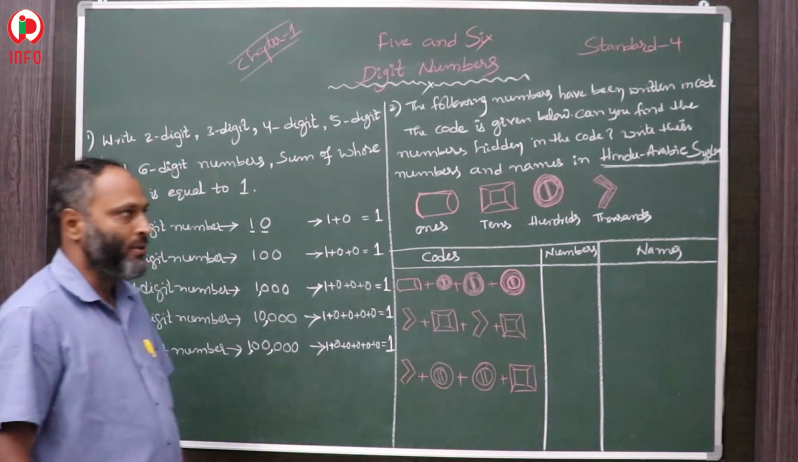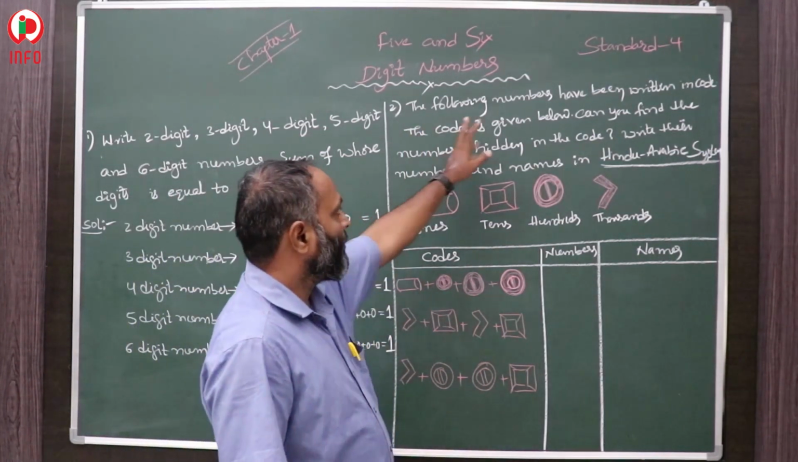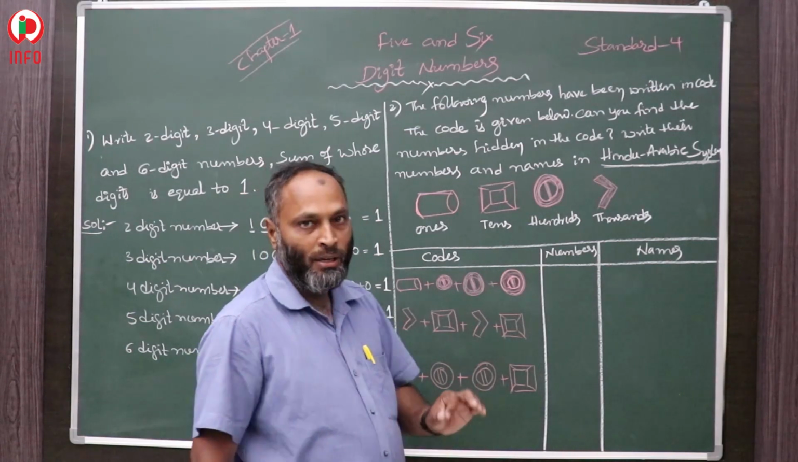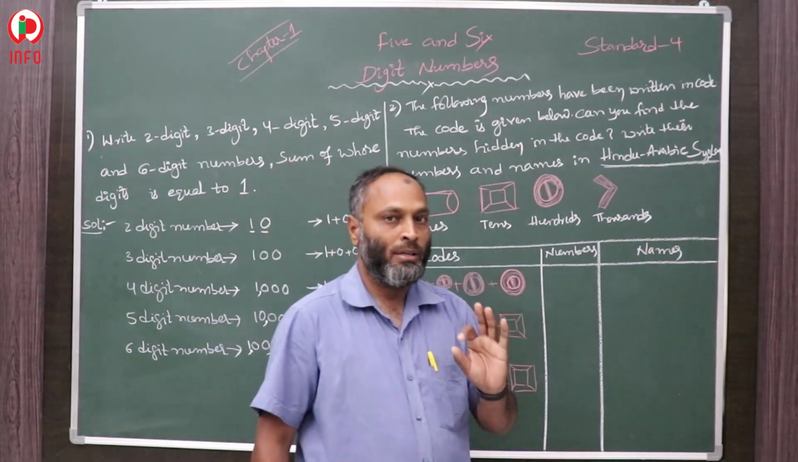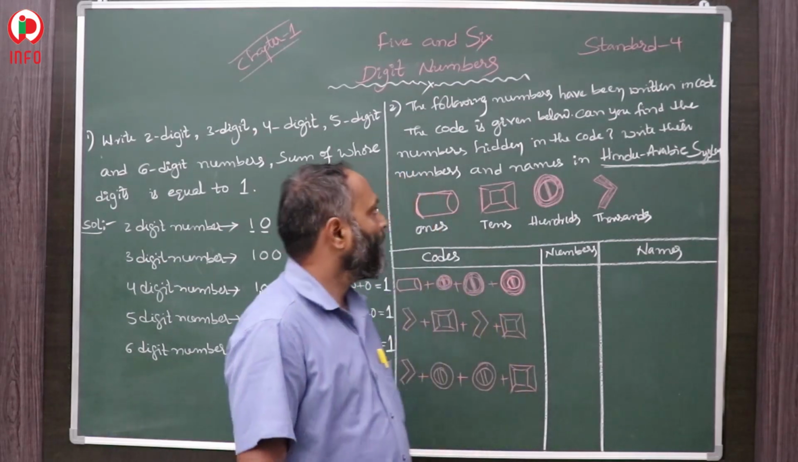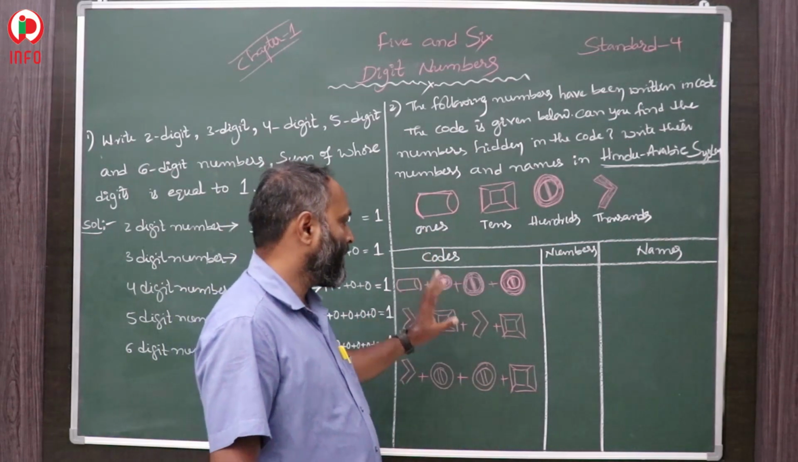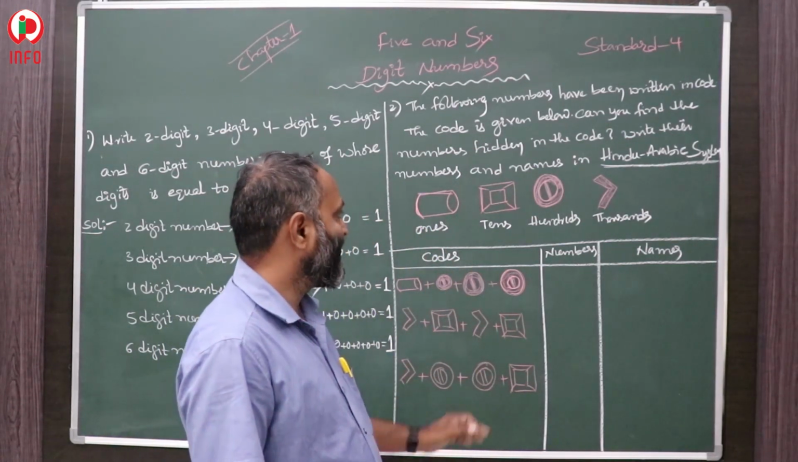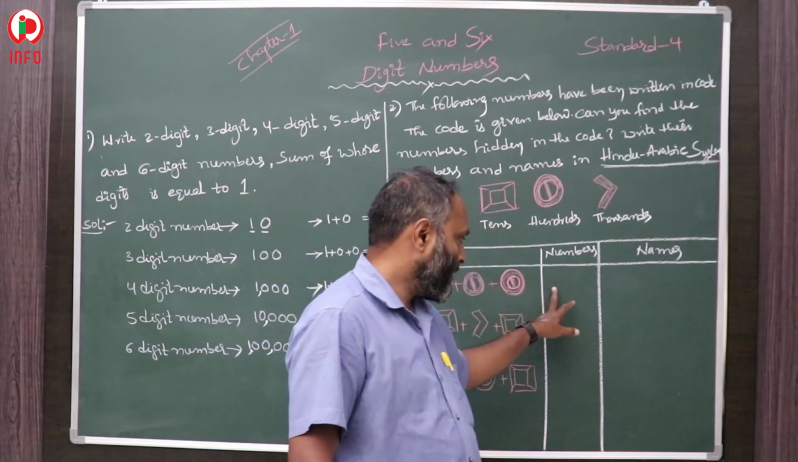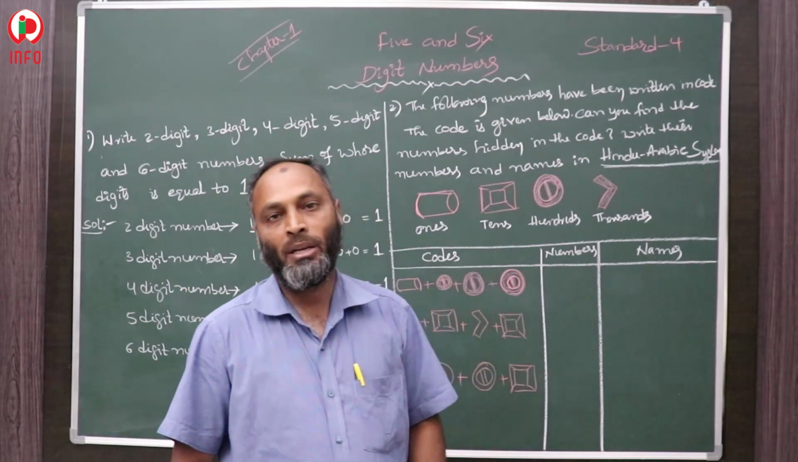The next question. In the next question, the following numbers have been written in code. Numbers are not given; instead of numbers, he has given code. In that code, can you find the number? We have to find the numbers hidden in the code, and write the number and also the name in the Hindu Arabic system.